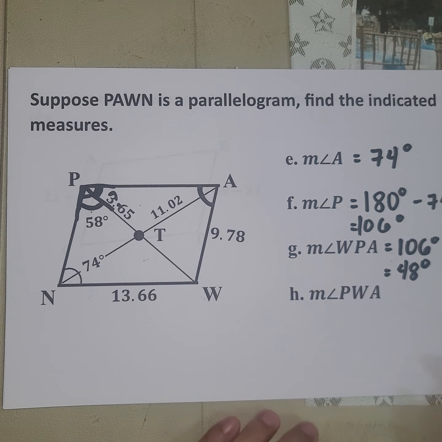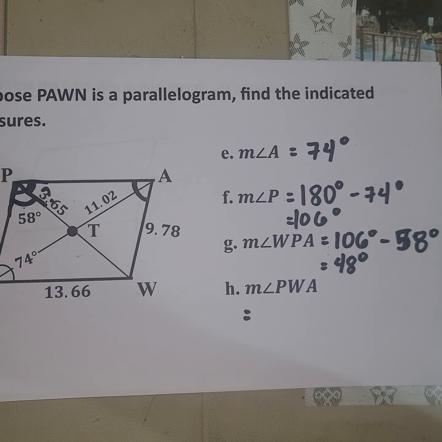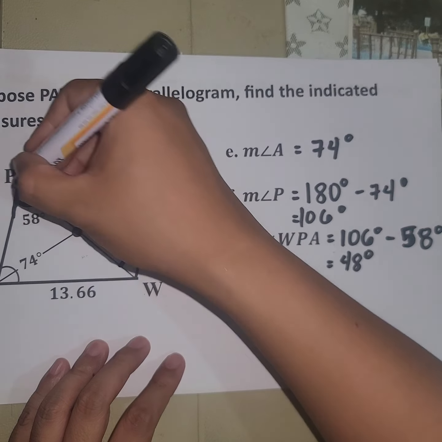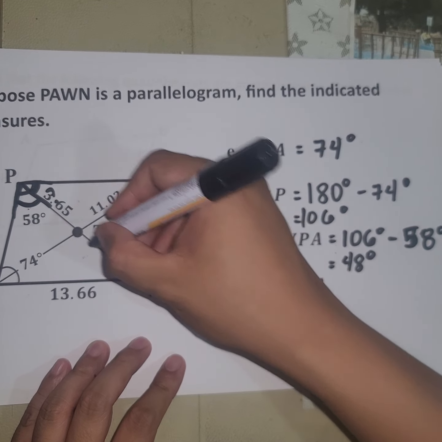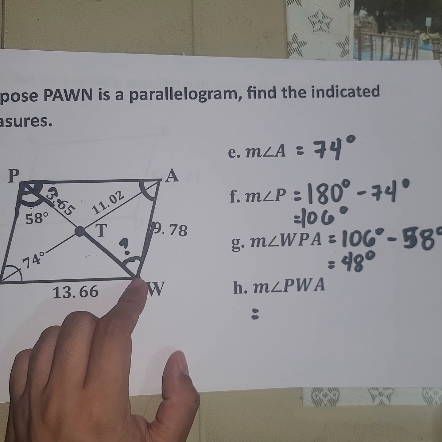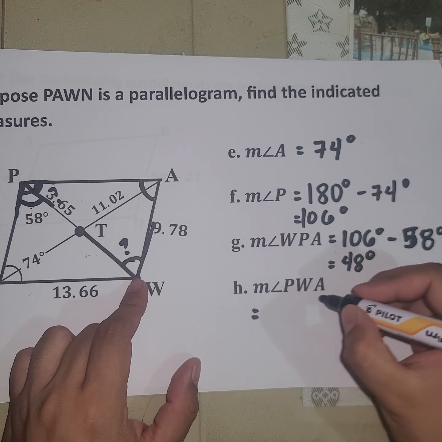So, the last item we have is letter H. What we need to find is PWA. What is the measurement of PWA? Without even computing or calculating it, you can see what the answer is, and that is 58 degrees.